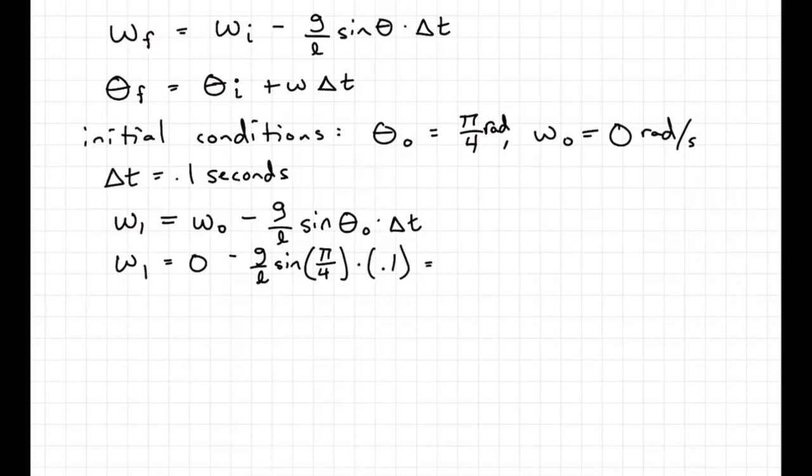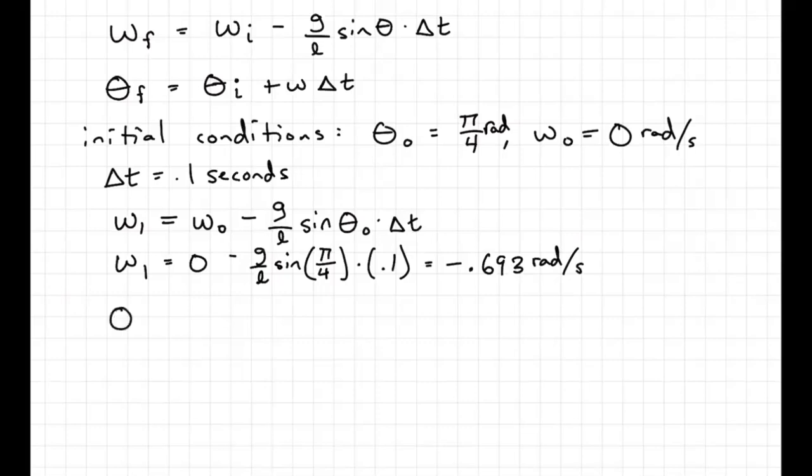And if you work that out, you get minus 0.693 radians per second. That's some number. That's an approximate number too. I just rounded. And now I got to update theta.